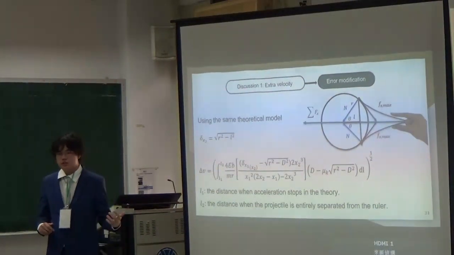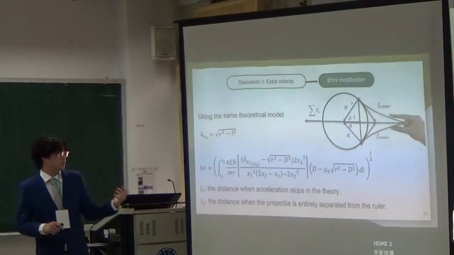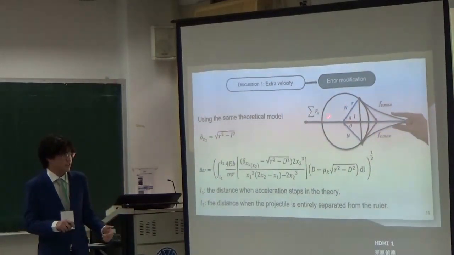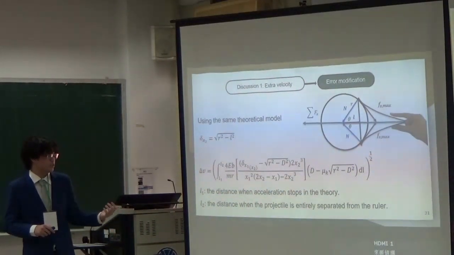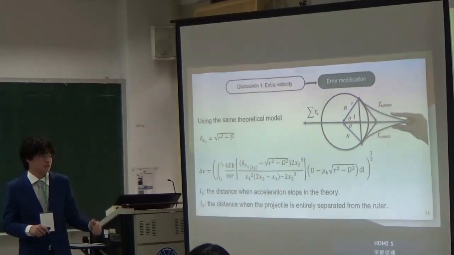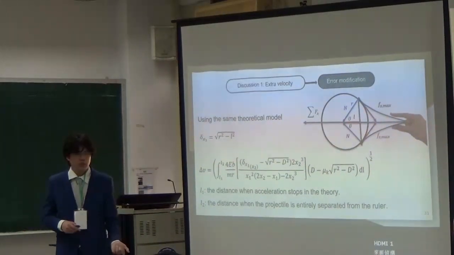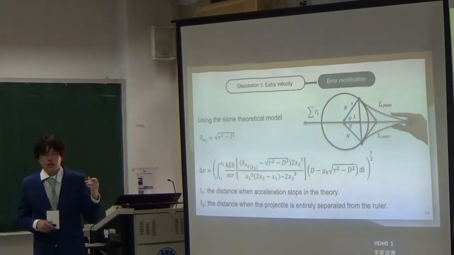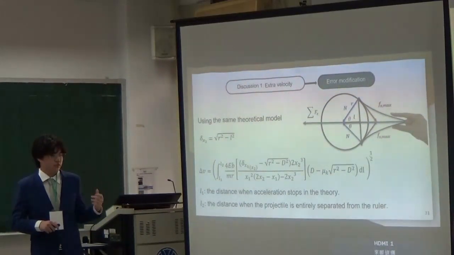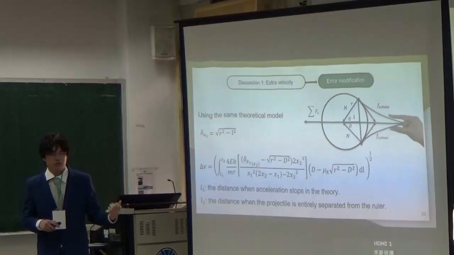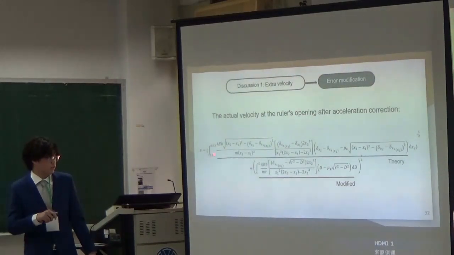So in order to fix this velocity equation, I use the same theoretical model, but there's a new variable, L. L1 is the distance when acceleration stops in the theory, and L2 is the distance when the projectile is entirely separated from the lunar. So after revising, I can get my delta phi into this equation. As the values of L1 and L2 cannot be predicted, we can only measure them from the video recording of the projectiles. And after revising, I can get my final velocity into this equation.